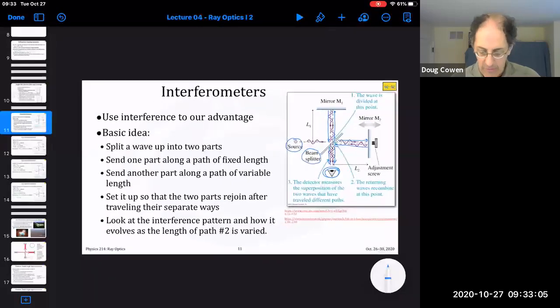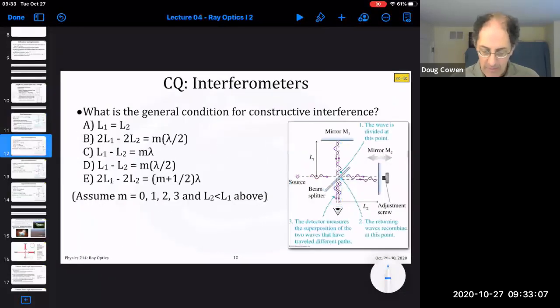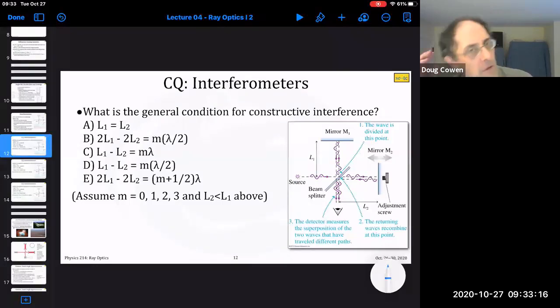So let's do this a little more quantitatively. And in particular, I'd like you to take a look at this concept question. So the question is asked, what is the general condition for constructive interference? And remember that the light that comes from the source and goes, say, in the upward path towards mirror M1, travels a distance L1 up and then L1 down.